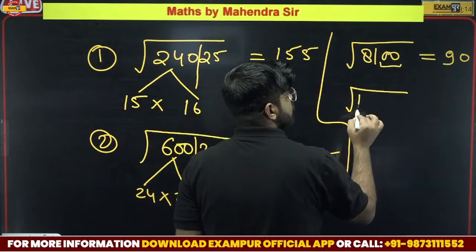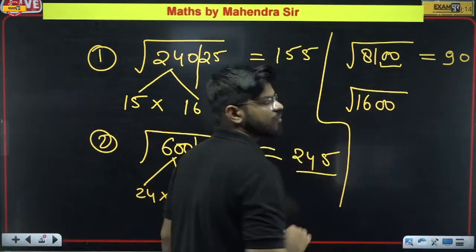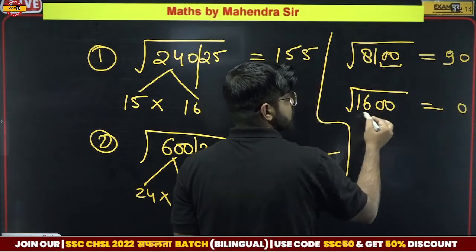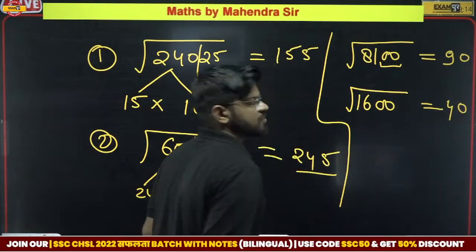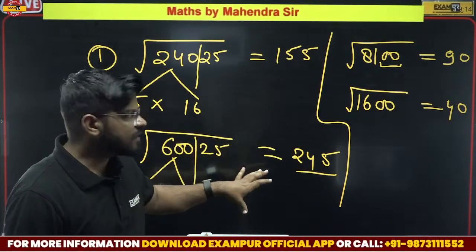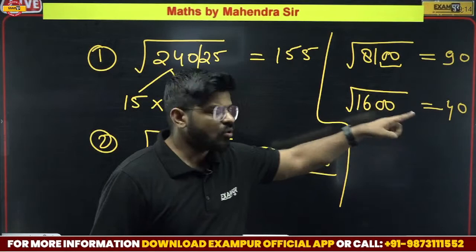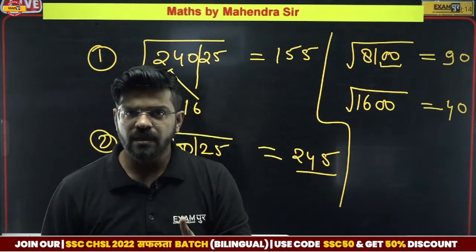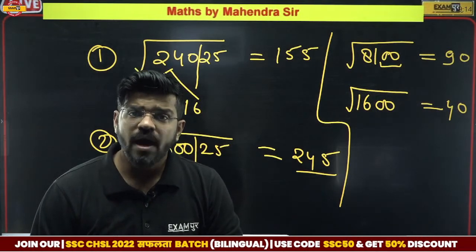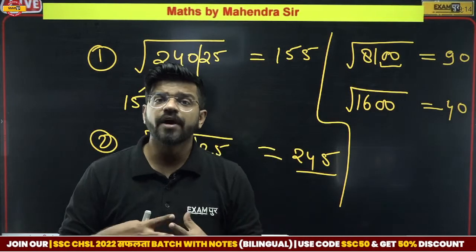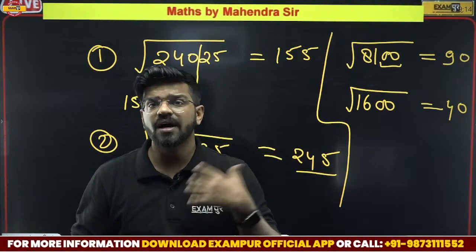Okay, if you are going to see that, you can easily say that 00, single 0, 16, square of 4. So 40 will be my answer. So these are the numbers having last digit 0 or last digit 5, that means multiples of 5. I have told you till now how to calculate the square root of multiples of 5. Now I am going to tell you how to find the squares and square roots of other numbers.